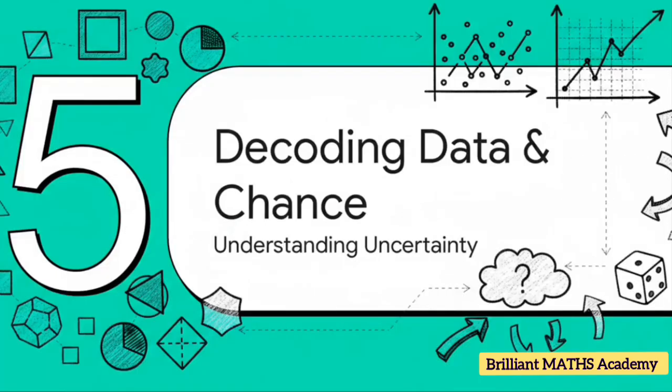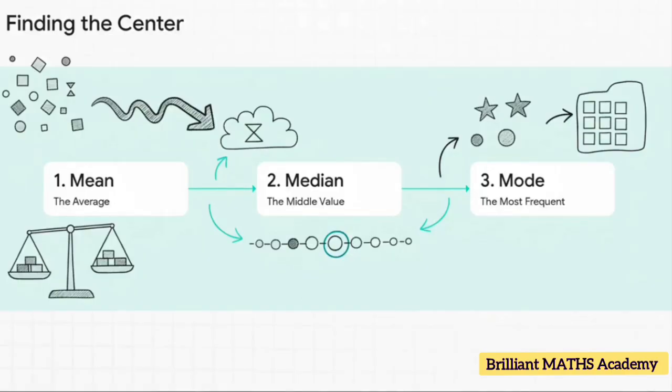For our final section, we're going to move away from the certainties of perfect shapes and lines and into the world of uncertainty. How can our blueprint help us make sense of messy data and maybe even predict the future? So when you're faced with just a huge pile of data, the first thing you want to know is, what's typical here? What's the center? These three tools help us answer that.